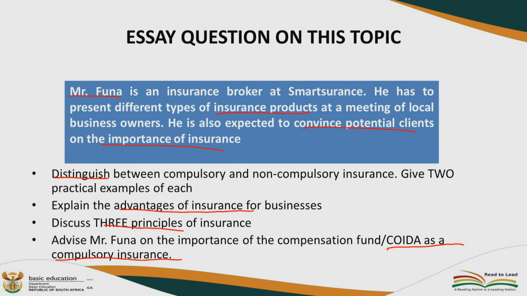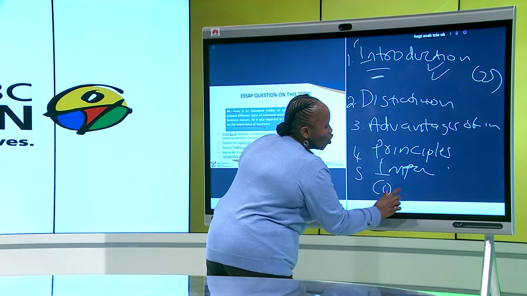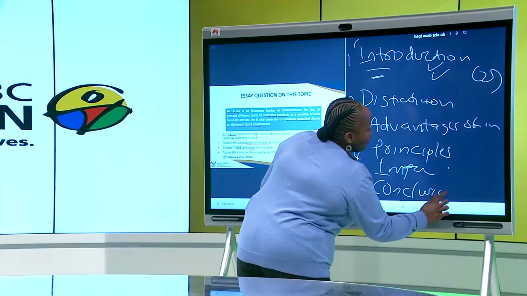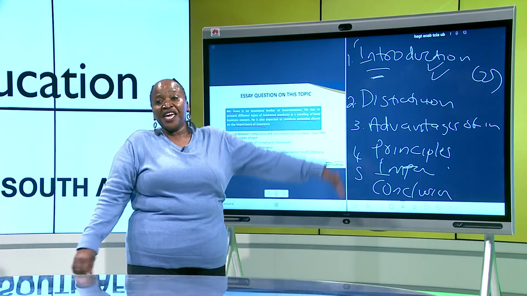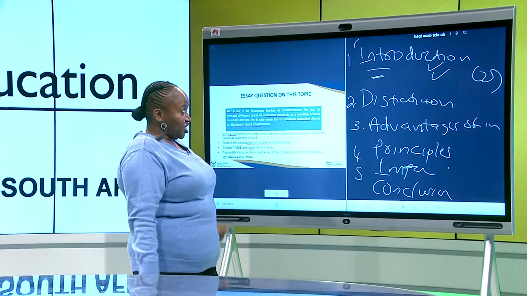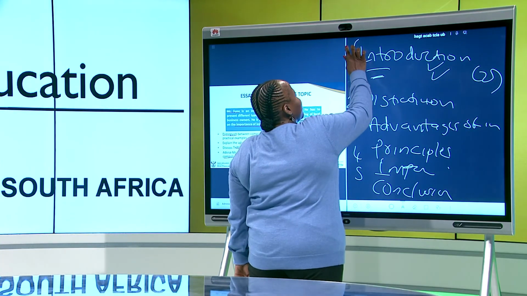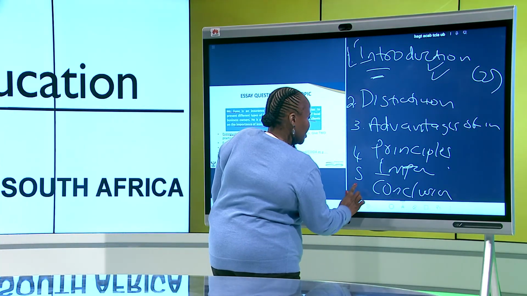The last one you'll say importance of COIDA, and then the last one will be your conclusion. So how are you going to be marked now? You've got the structure of the essay as in the question paper. So you are going to get L, layout.